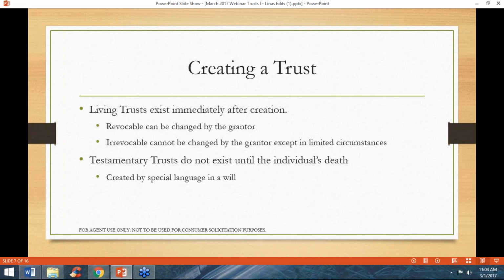Most commonly, trusts are created when an individual visits an estate planning attorney. A living trust is one that comes into existence immediately after creation. Living trusts can be revocable or irrevocable. Revocable living trusts are quite common and can be easily changed by the grantor. Irrevocable trusts cannot be changed by the grantor after creation, except in very limited circumstances. Testamentary trusts are created by special language in an individual's will. They do not come into being until after the individual's death.